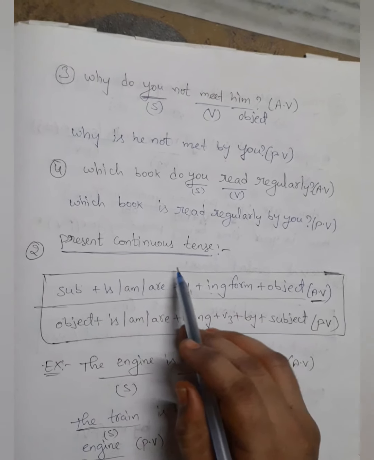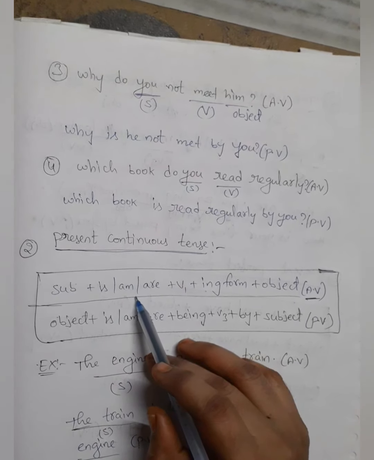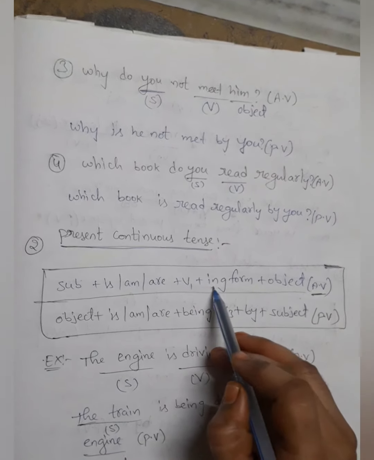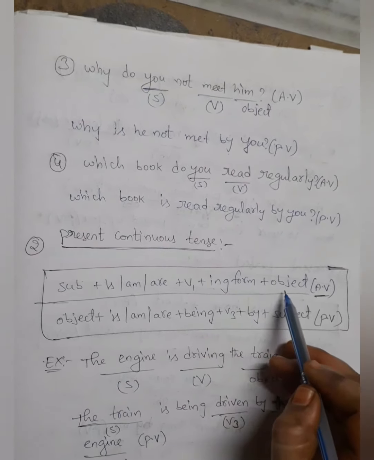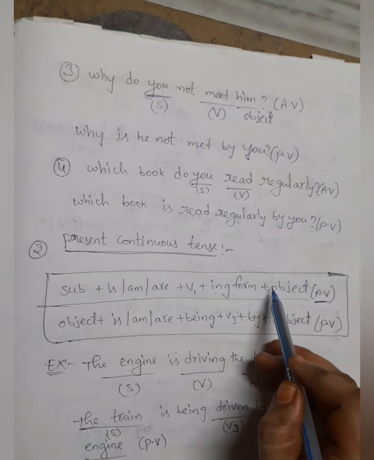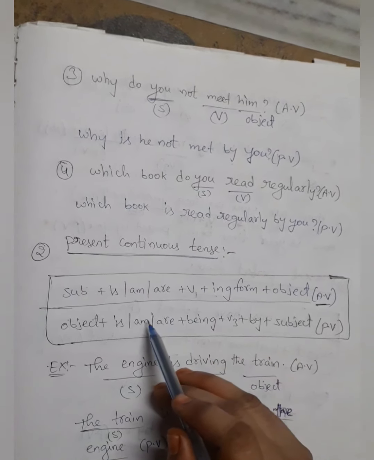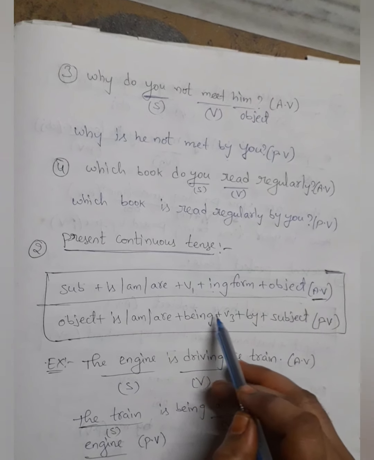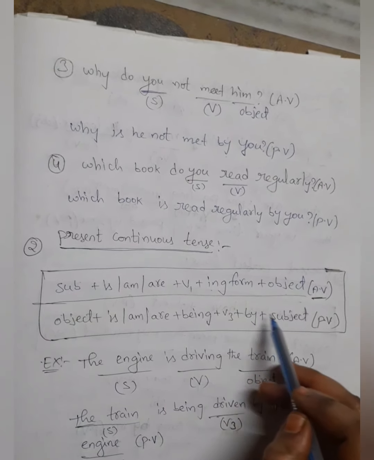Then the present continuous tense structure: subject plus is, am, are plus V1 plus ing form plus object. It's the active voice, the normal structure. Object plus is, am, are plus being plus V3 plus by plus subject. It's the passive voice structure.